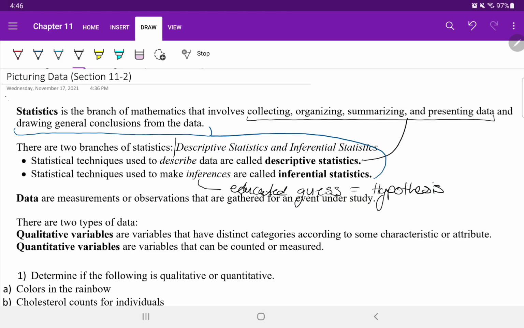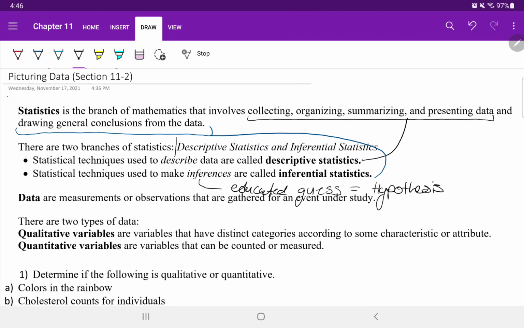Okay, let's focus on data now. Well, data are measurements or observations that are gathered for an event under study. Let's erase that G and let's put a capital G so we can see what's going on. Once again, data are measurements or observations that are gathered for an event under study. Well, it says measurements or observations, which means there are two types of data, qualitative and quantitative. Qualitative will be our observations, and quantitative will be our form of measurements. And we call those variables. And a variable is, once again, something that is also under study.